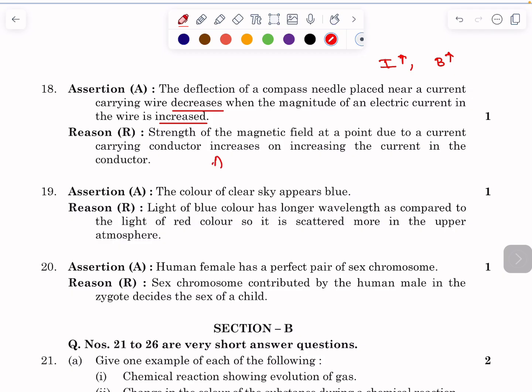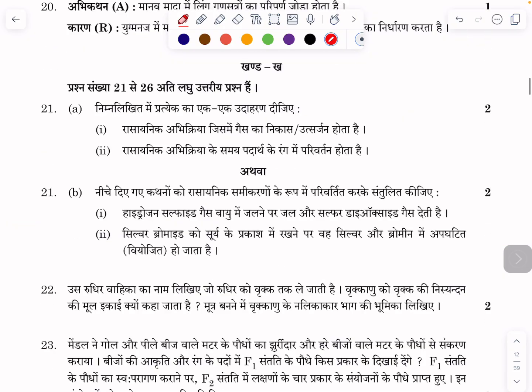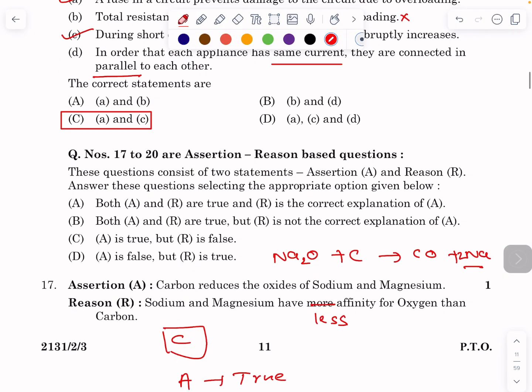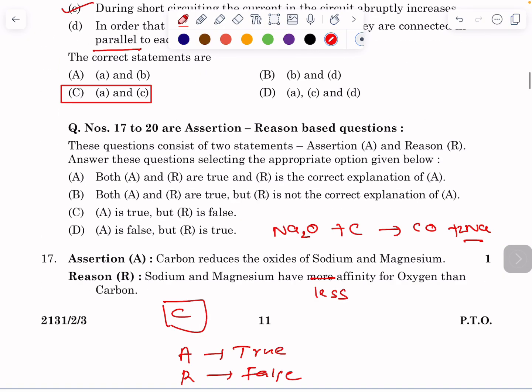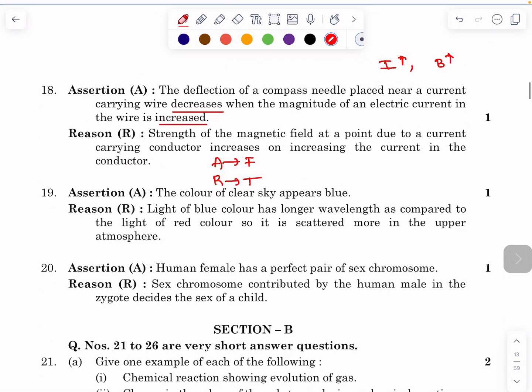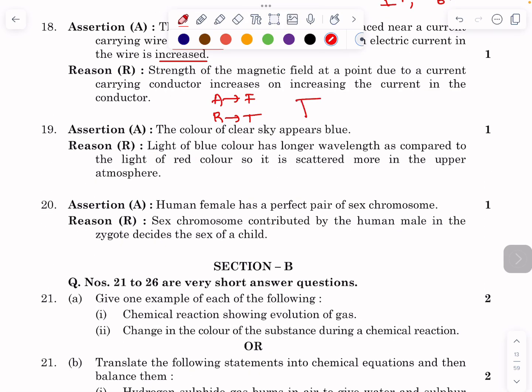So you have to select: assertion is false, reason is true. Which option is matching here? Assertion is false and reason is true. Option D is matching here. Okay, option D matches. You select option D here.